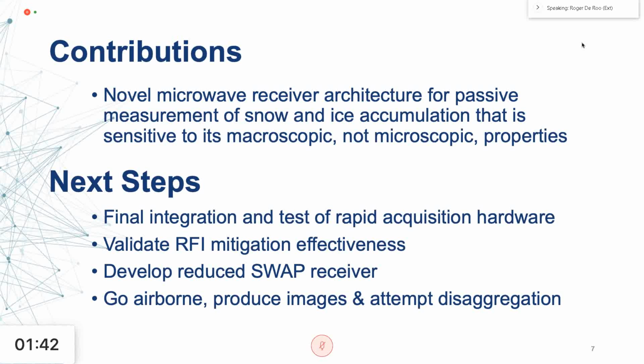The next step ahead, beyond this concept demonstration, is to develop a low SWaP receiver, eventually getting to a point where we can go airborne, produce images, basically measurements fast enough that we can actually have overlapping images. And at that point, we can start looking at the next attempt, which is actually doing some disaggregation on these images, because the footprints will be somewhat large.